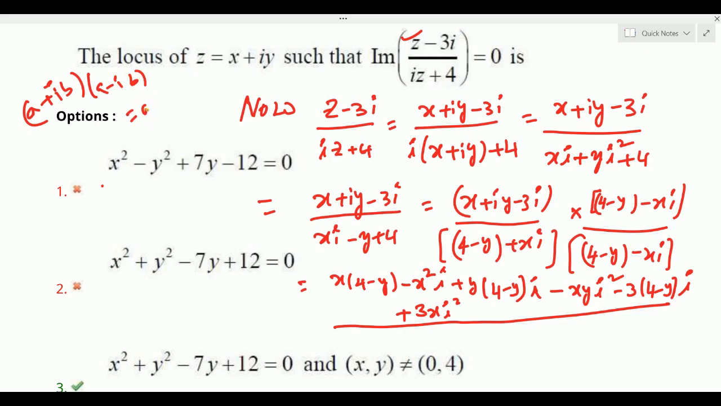It's a square plus b square. According to this result, a plus (4 minus y) whole square plus b plus x is there, so plus x square. Okay? From this result, we have to collect our imaginary part. Imaginary part is equal to 0. What is that imaginary part we have to see now.